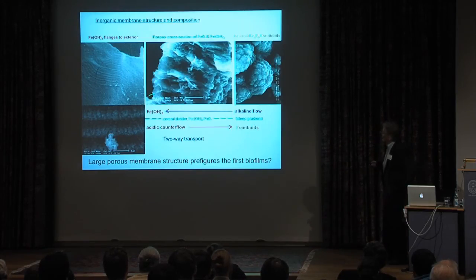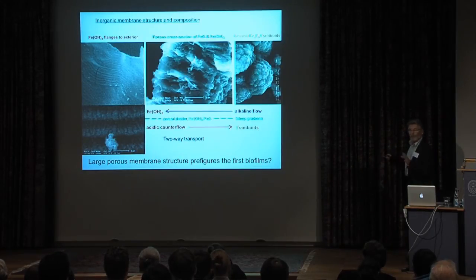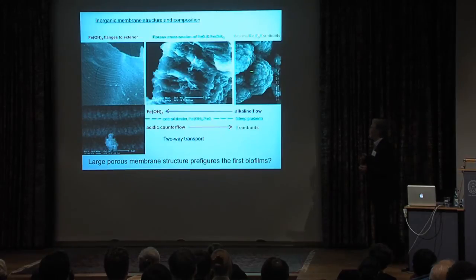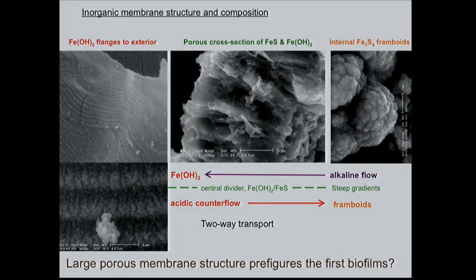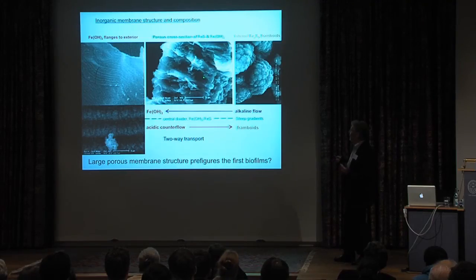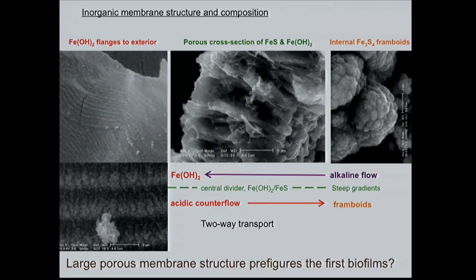But this is the kind of membrane, so we're inside the membrane here, and you can see these what are called framboids, this kind of raspberry-shaped iron sulfides that grow on the inside. Then here we've got a mixture of iron monosulfide and something called greigite, Fe3S4, and on the outside is what the outside looks like. Absolutely extraordinary ordering of the outside, and indeed, even the inside looks like this.